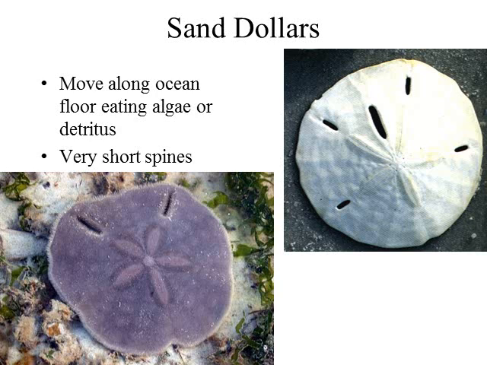Now, sand dollars do have very short spines. You can just barely see them here in this picture. This is a living sand dollar. So this is a dead one. This is a living one. And what they do is they move along the ocean floor using their tube feet, and they'll eat algae or other detritus. Detritus meaning just dead stuff on the bottom of the ocean.